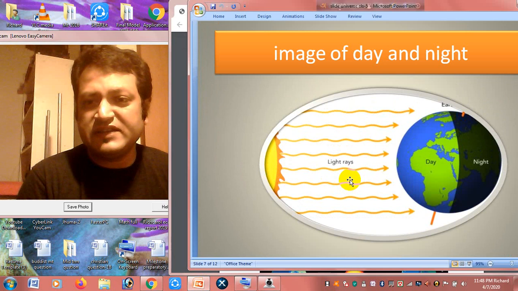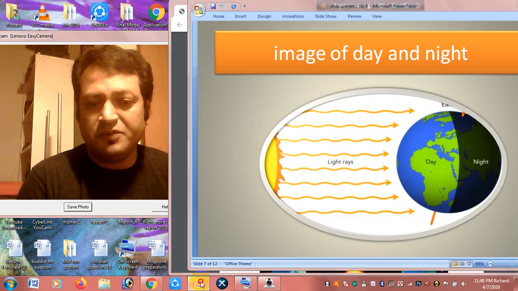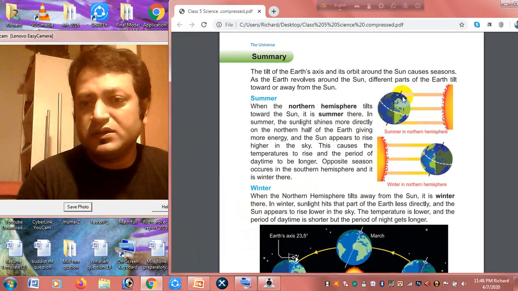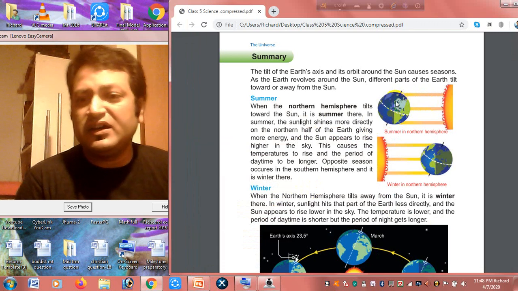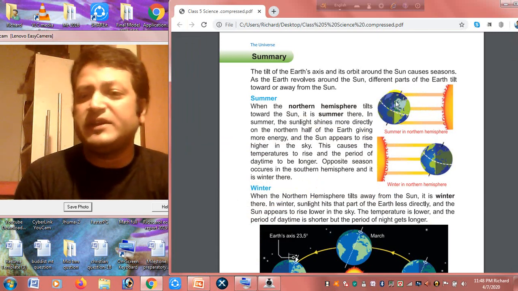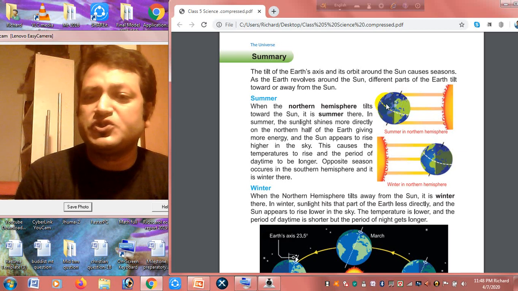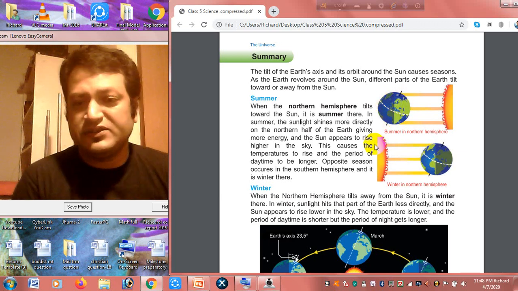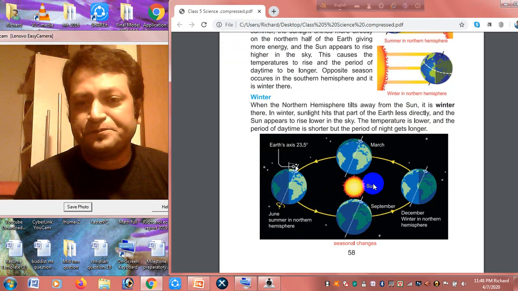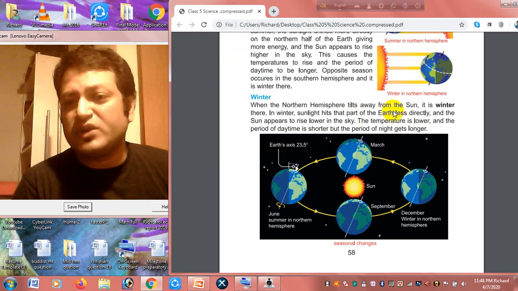Just see this. This is the northern hemisphere. It is still toward the sun. That's why it is summer. Opposite the northern hemisphere is the southern hemisphere, so this portion is actually winter. Here it is written that in winter, the hemisphere tilts away from the sun.